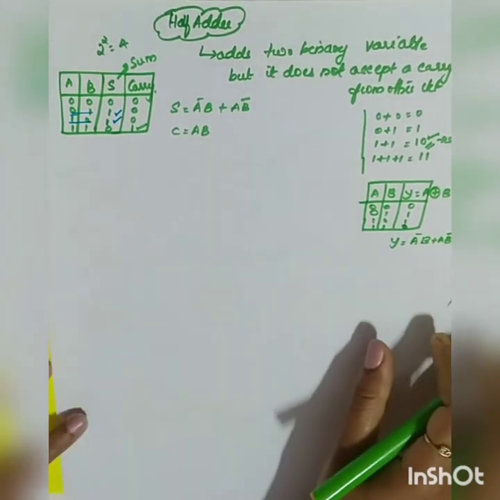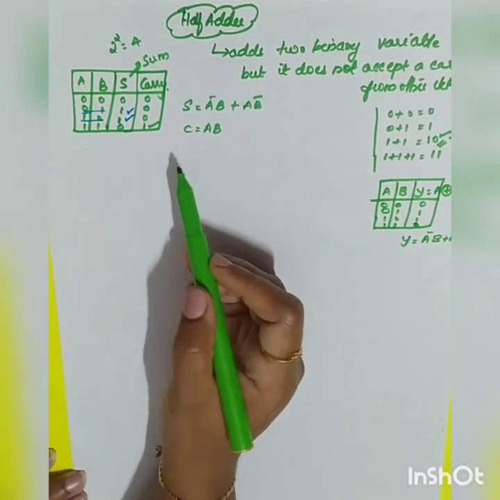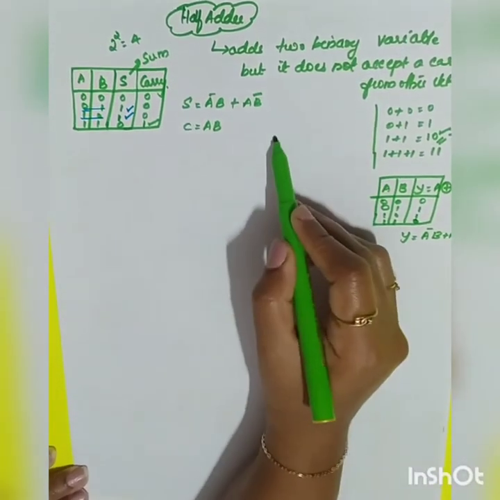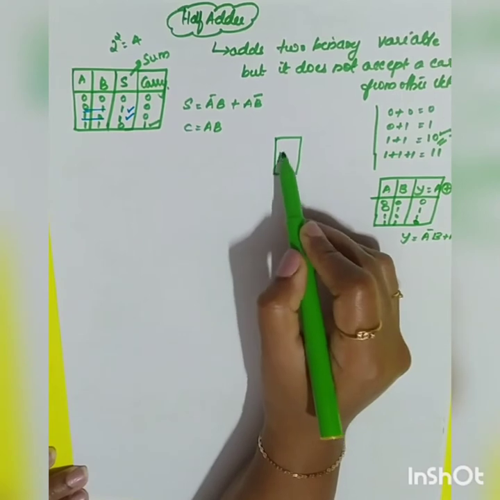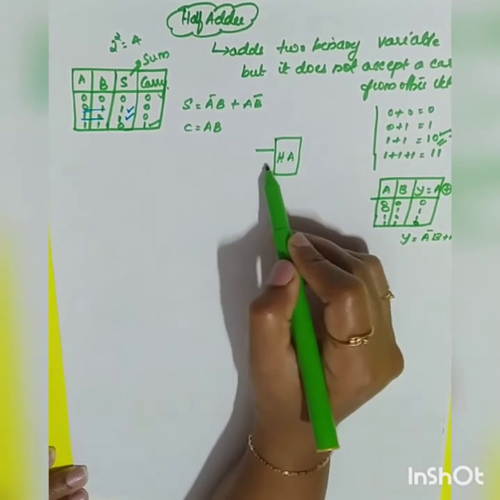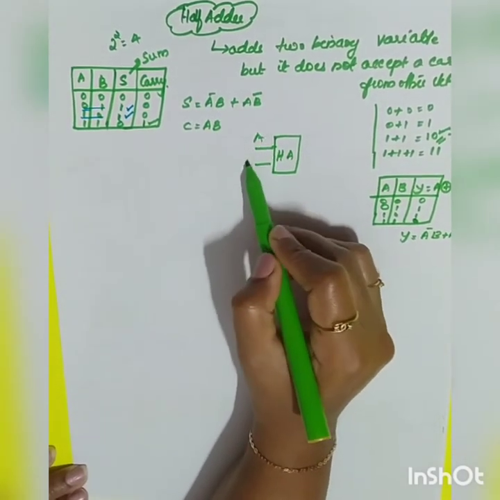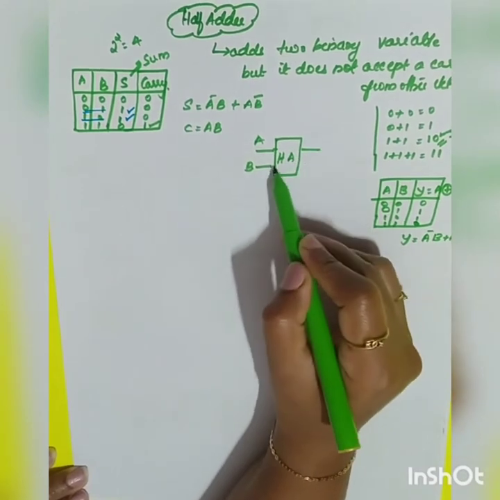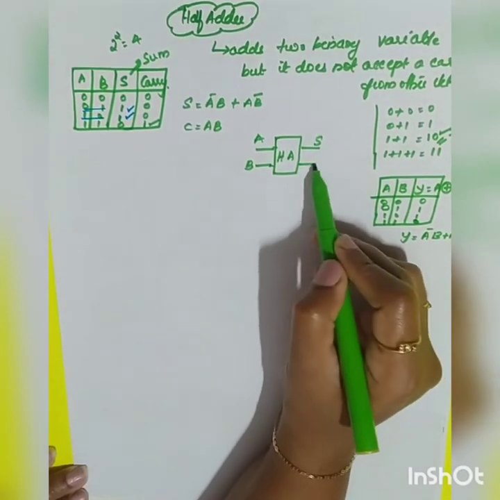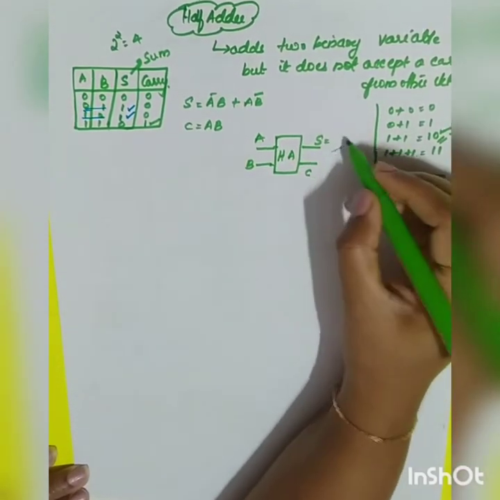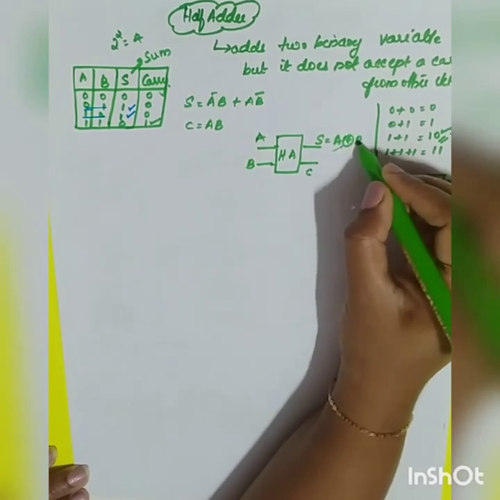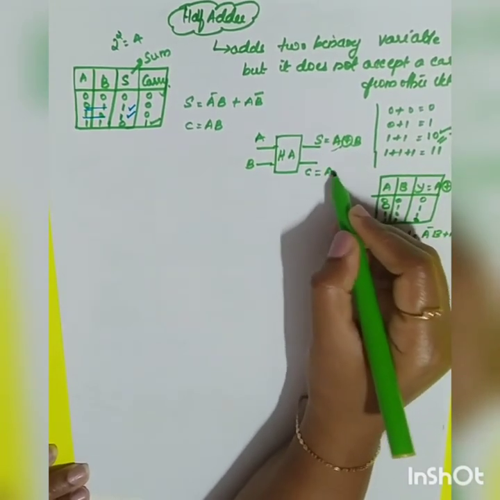Okay, XOR gate. So, now can we draw the diagram? If this is your half adder, a simple block diagram, you have two inputs A, B. Your output will be two outputs. One is your sum and the other is your carry. Sum will be equal to A XOR B and carry will be equal to A B.